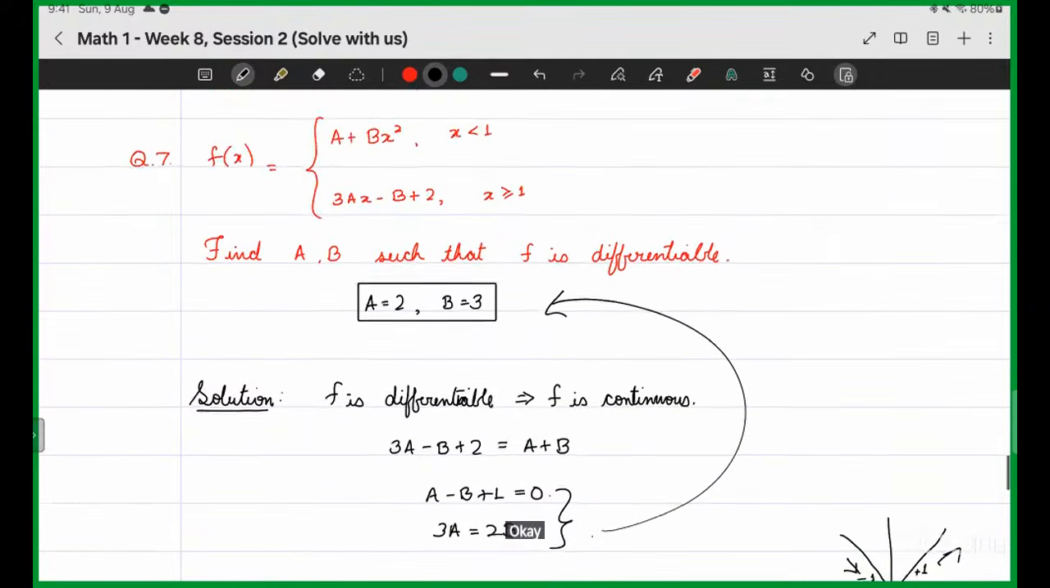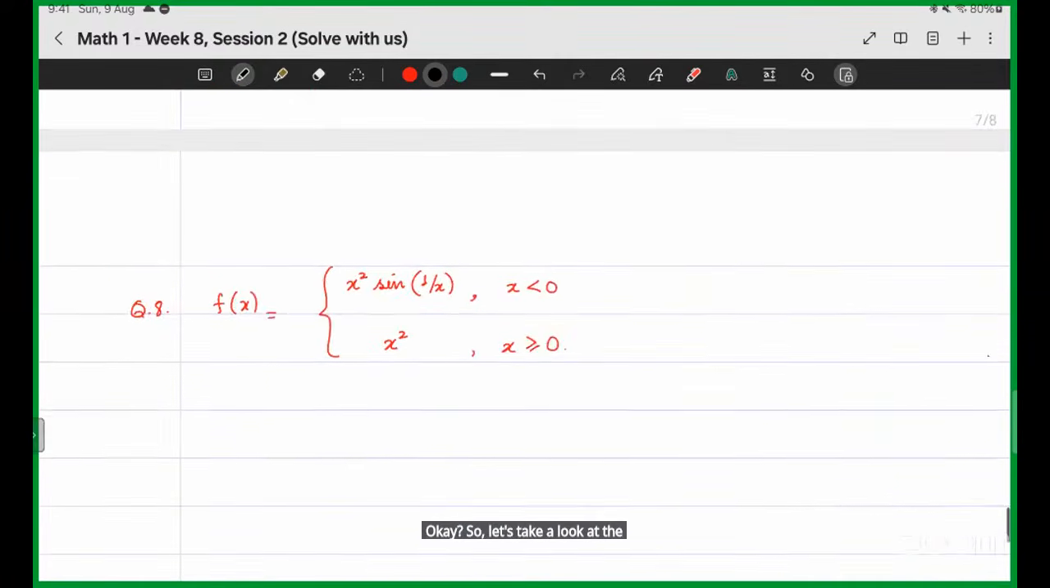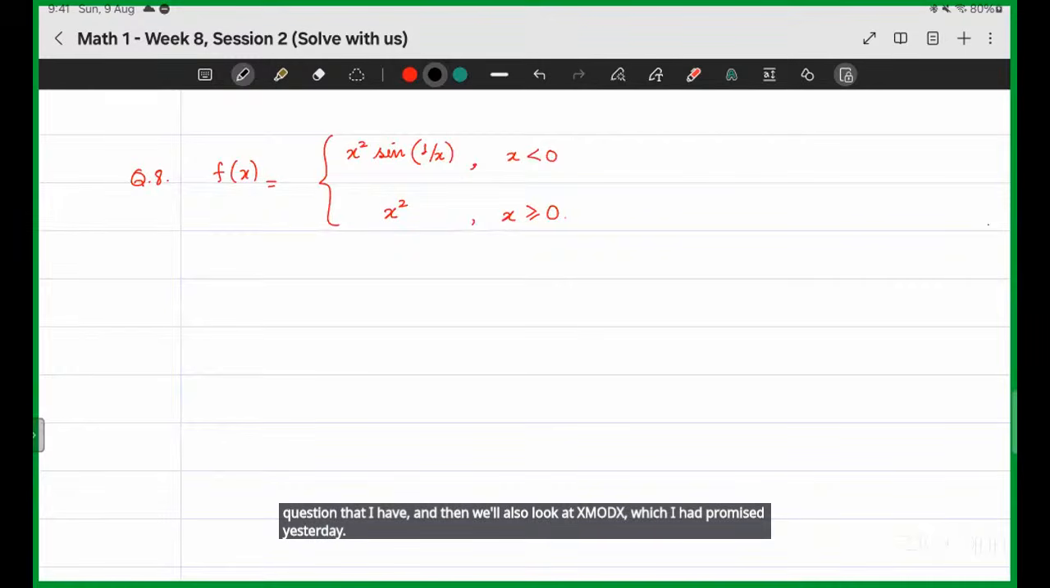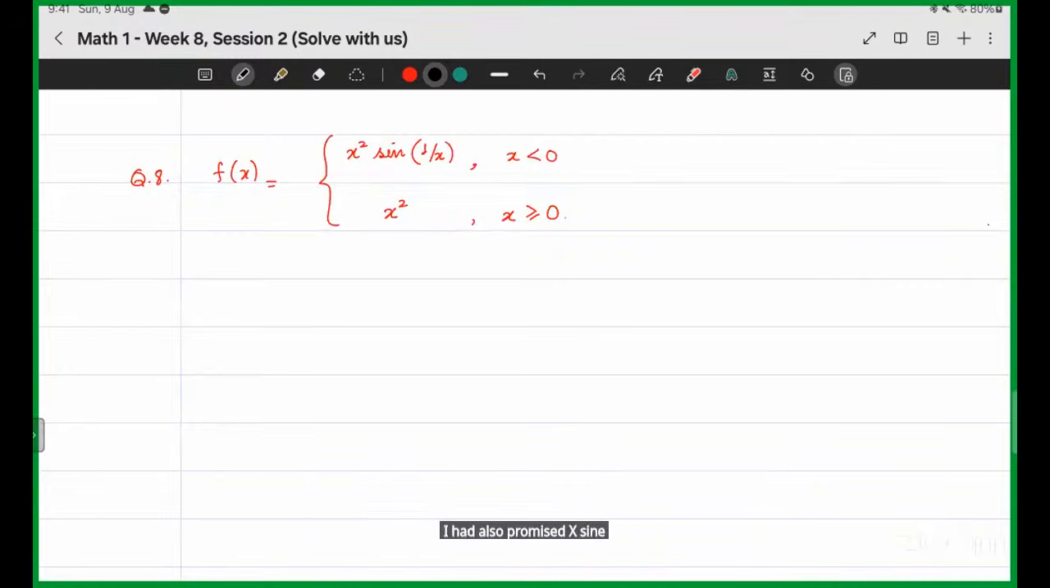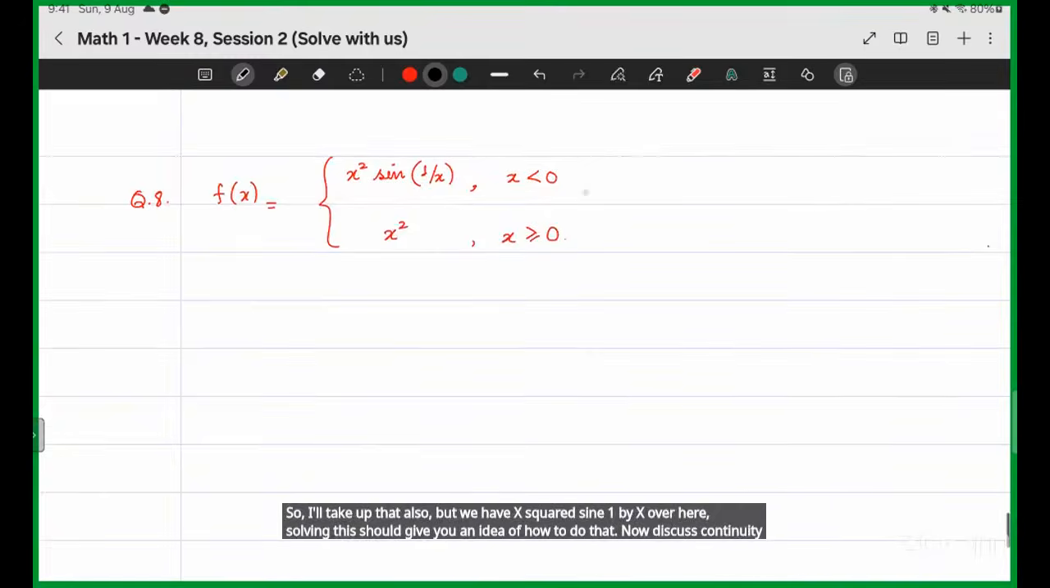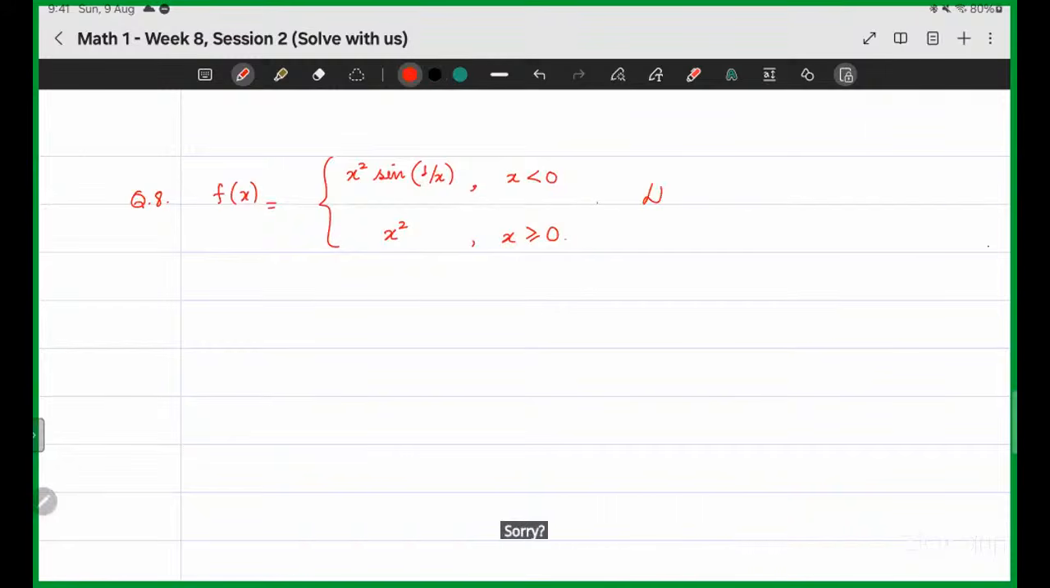Okay, so let's take a look at the last question that I have, and then we'll also look at x mod x, which I had promised yesterday. I had also promised x sine 1 by x. So I'll take up that also, but we have x square sine 1 by x over here. Solving this should give you an idea of how to do that. Now discuss continuity and differentiability. Also see a question like x into sine 1 upon x. Okay, let's do that too.